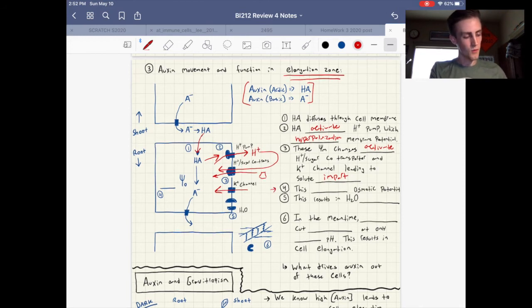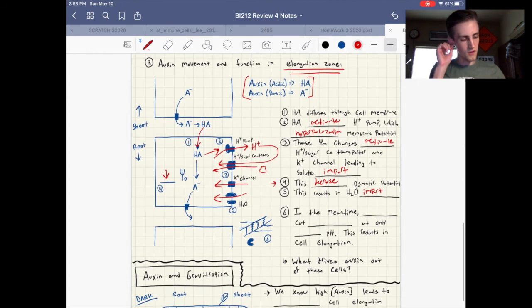So now looking at number 4, how does this change osmotic potential? Well, import of solute would lower the osmotic potential inside this elongation zone cell. And so decrease here. And then water always flows from a high water potential to a low water potential. And so since we've lowered the water potential, water will flow in. And so that results in H2O import as well.